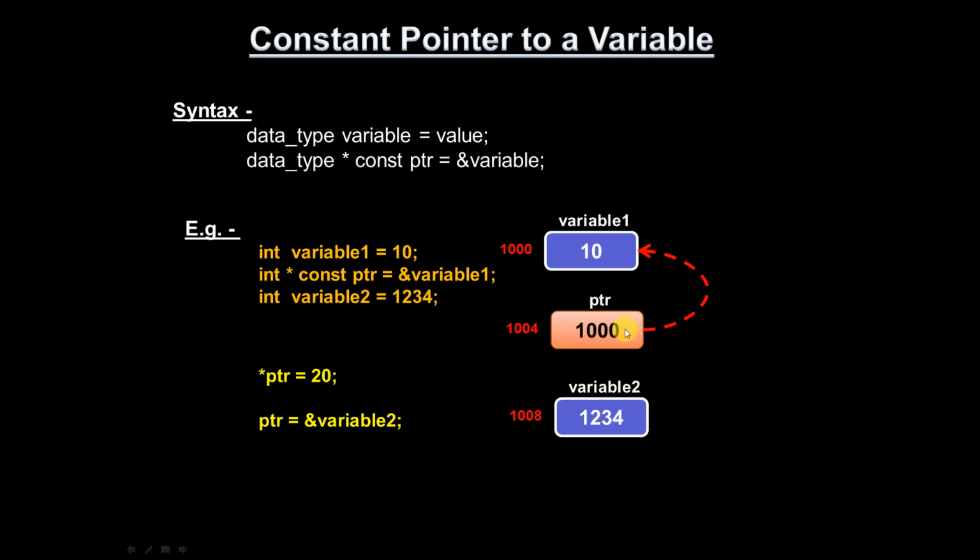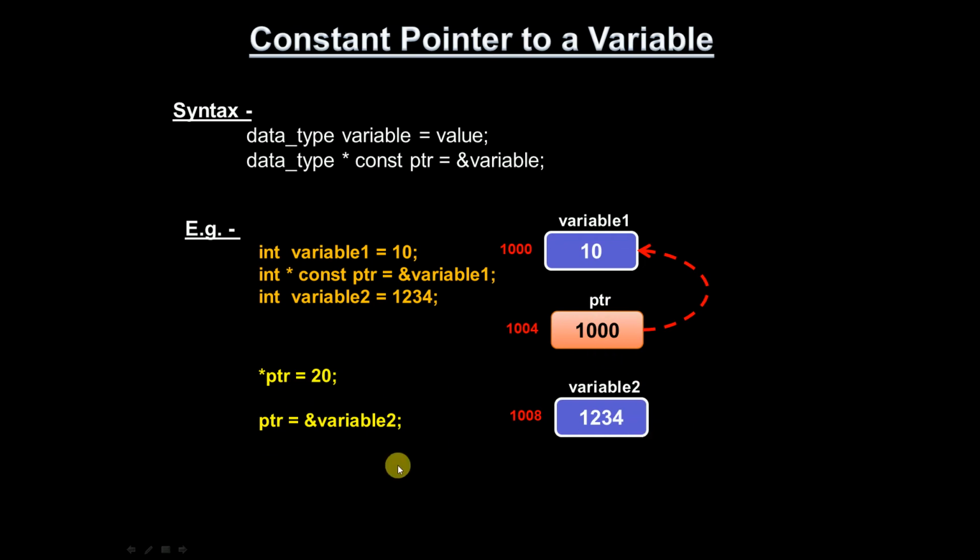Now if you are trying to change the value wherever it is pointing, say *ptr = 20. Now the ptr is pointing to variable1, but that particular memory location is not a constant. So you can modify it. It is a legal operation. But the second one, ptr = &variable2. Now you are trying to make your pointer point to variable2. That is an illegal operation. So that is not allowed.